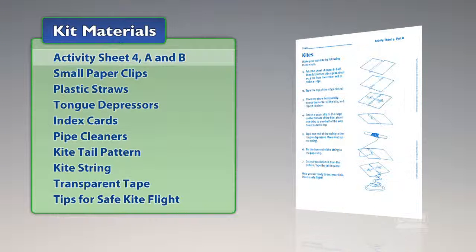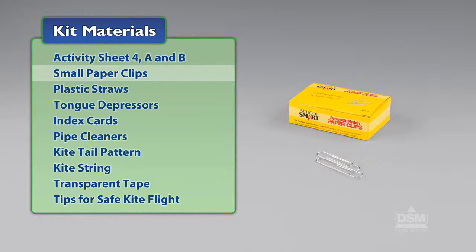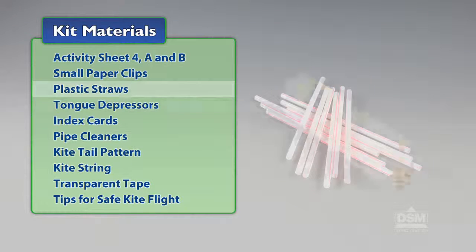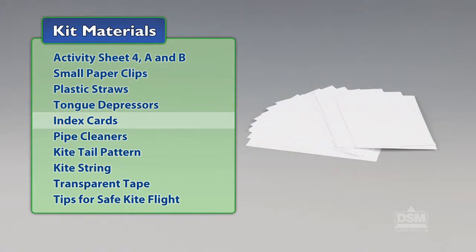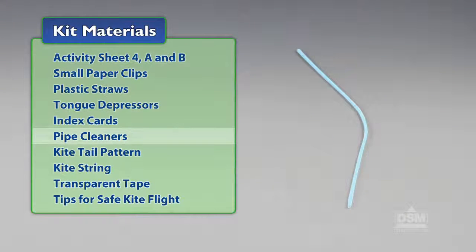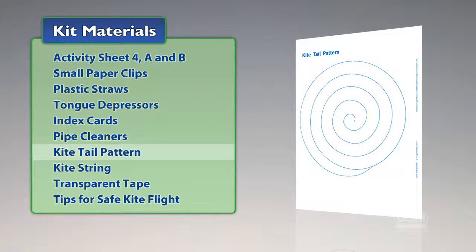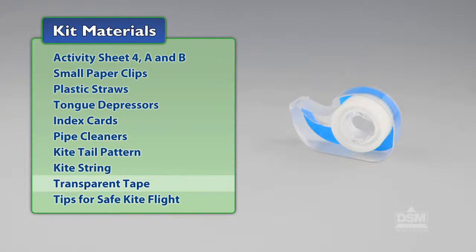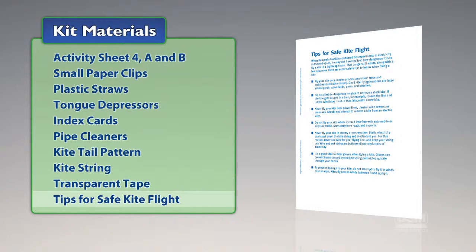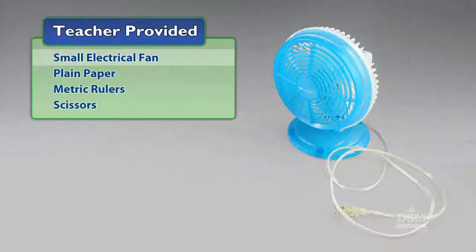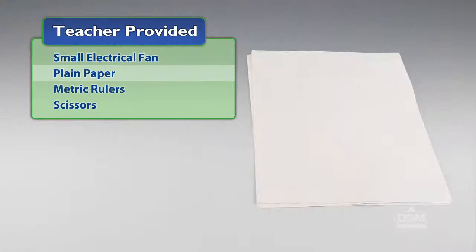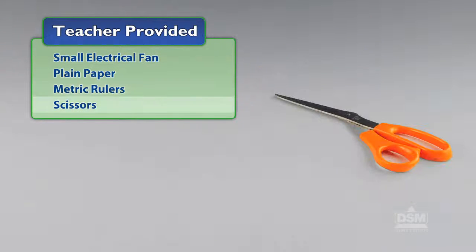You will need the following materials from the kit: Activity Sheet 4, Parts A and B, small paper clips, plastic straws, tongue depressors, an index card, a pipe cleaner, kite tail pattern, kite string, transparent tape, and tips for safe kite flight. You will also need to provide a small electrical fan, plain paper, a metric ruler, and scissors.